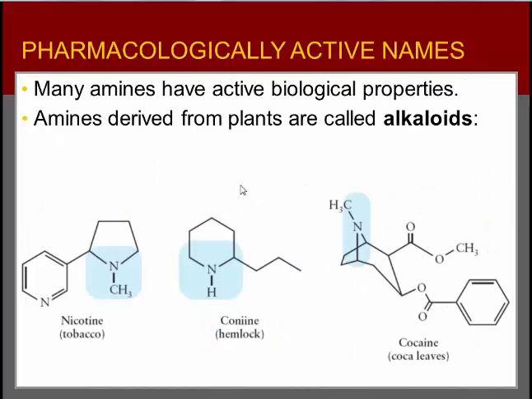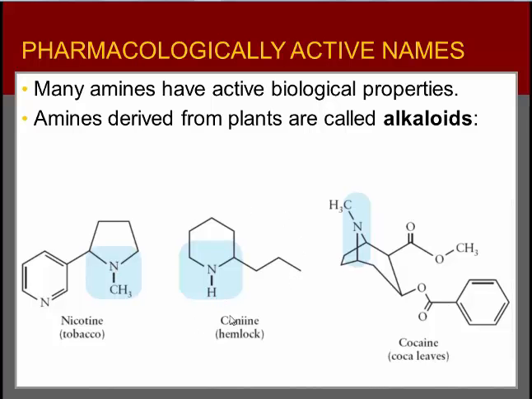Many amines have active biological properties. As we mentioned at the beginning of the chapter, amines derived from plants are called alkaloids. We saw some of those, the opium alkaloids, heroin, codeine, and morphine. Here are some more. Nicotine, that's found in tobacco. It has an amine group right here. This is a tertiary amine. It has 2 R groups and a methyl group. And notice in this case, 2 of the R groups are part of this ring. And even though it's 1 ring, it still counts as 2 R groups because it's 2 different carbons attached to that nitrogen.